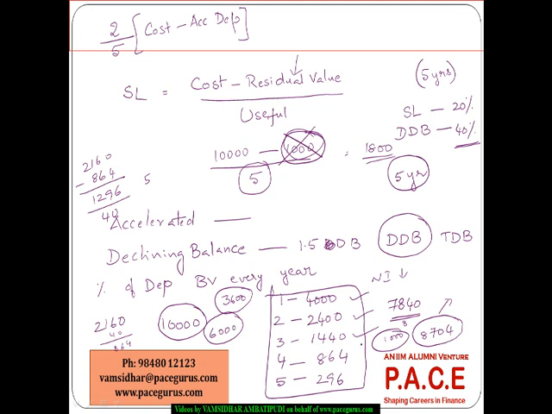Now, if the asset does not have a residual value, in this case, I have taken the asset as having 1,000 as a residual value. But if there is no residual value, what could have very much happened is, in this case, let's say, 512 would have been the depreciation, then some more, then some more.